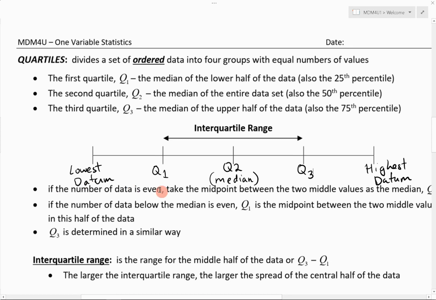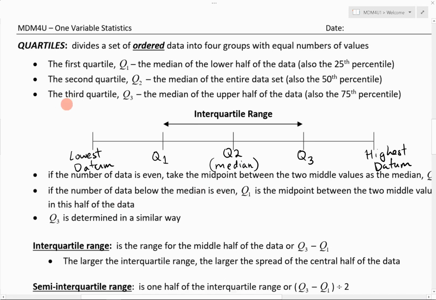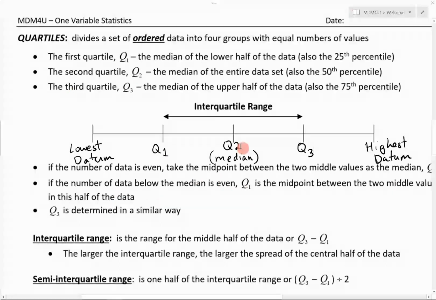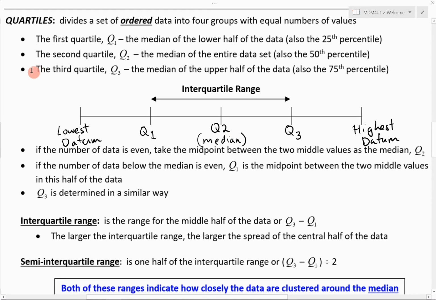So if the number of data is even, take the midpoint between the two middle values as the median. If the number of data below the median is even, Q1 is the midpoint between the two middle values of that half of the data, and Q3 is determined in a similar way to Q1. So basically, just follow the median rules. Median rules say if you have an even number of data points, you have to take the midpoint between the two middle values. Same idea when you're dealing with the lower half. If you have an even number of values, take the two middle values, the midpoint.